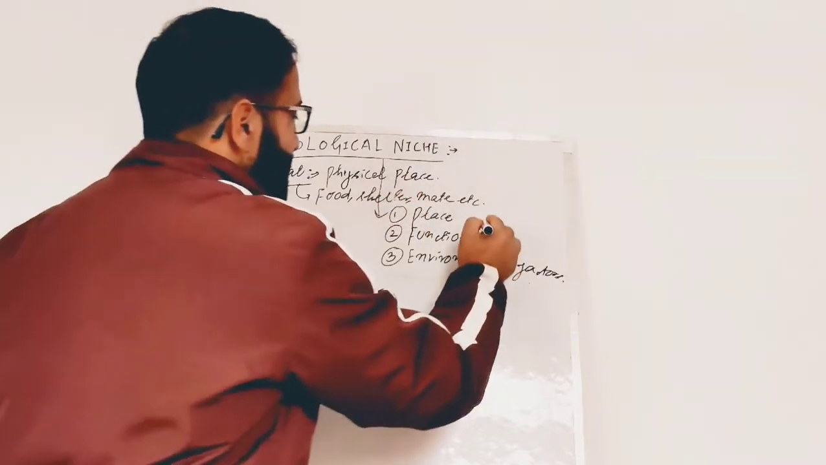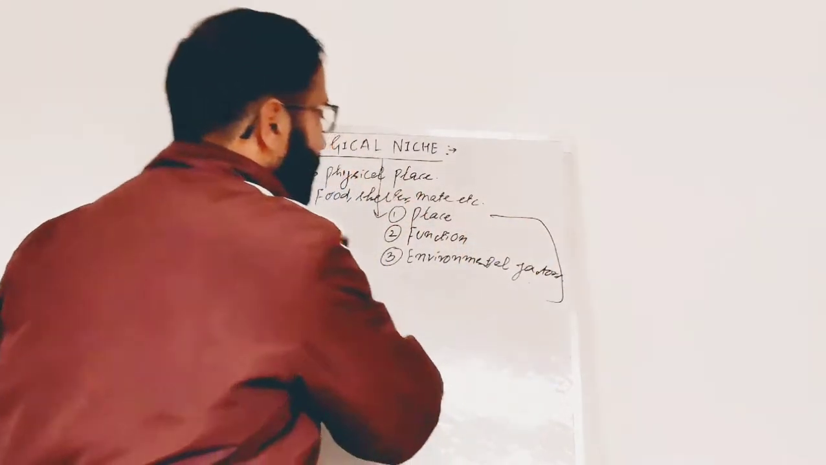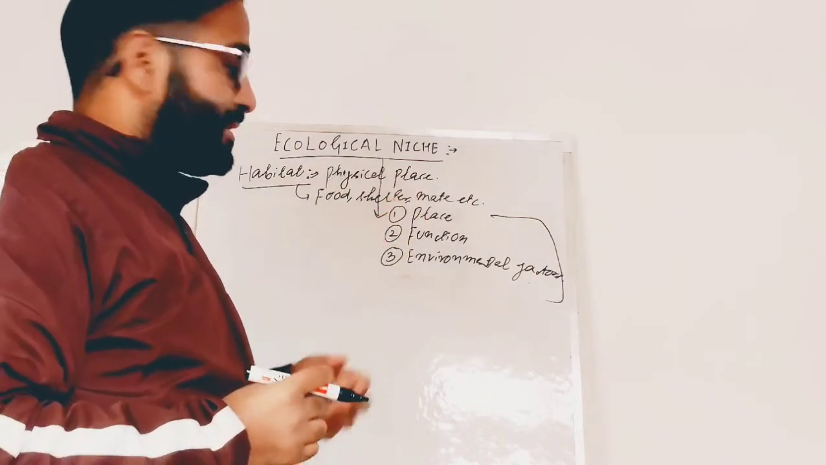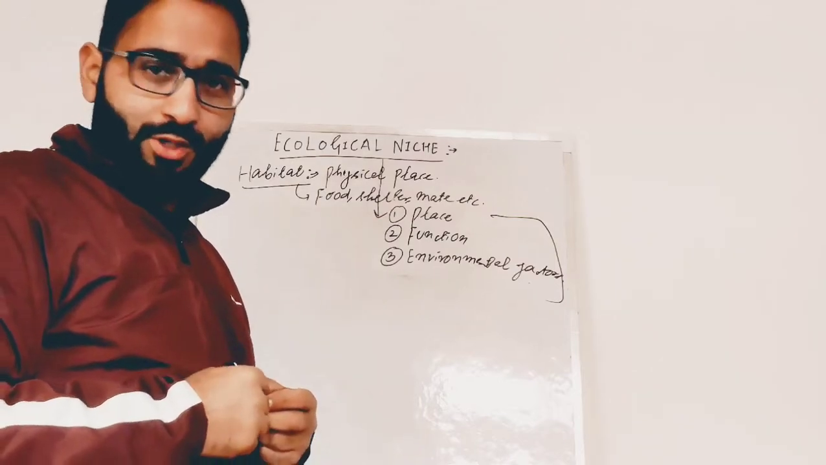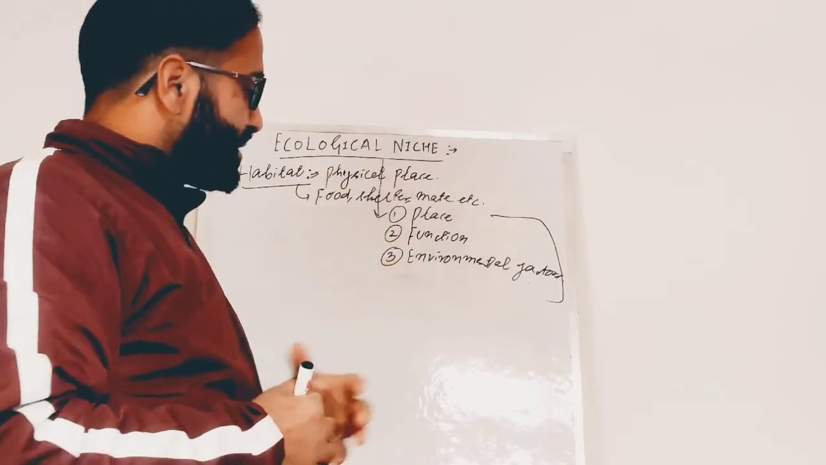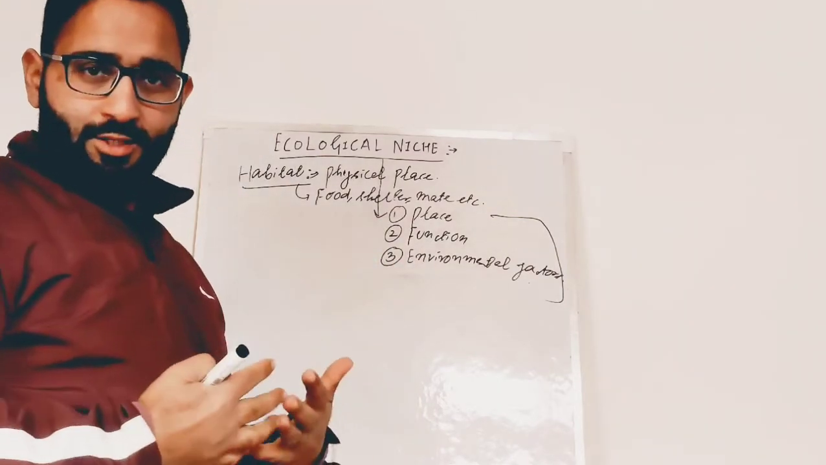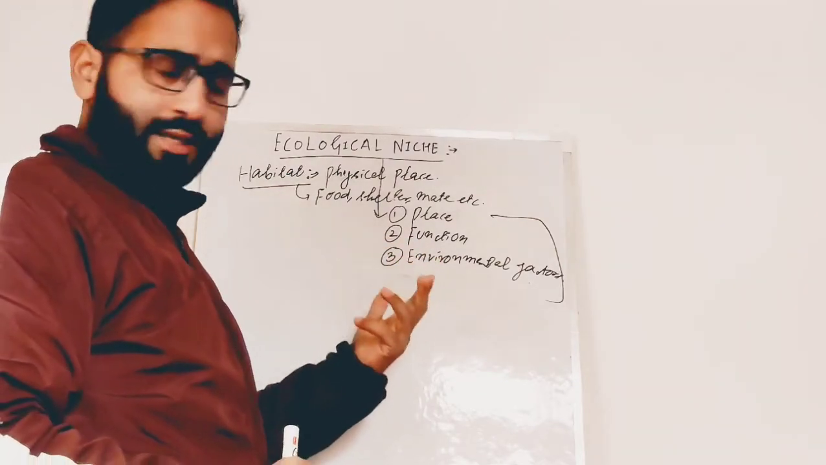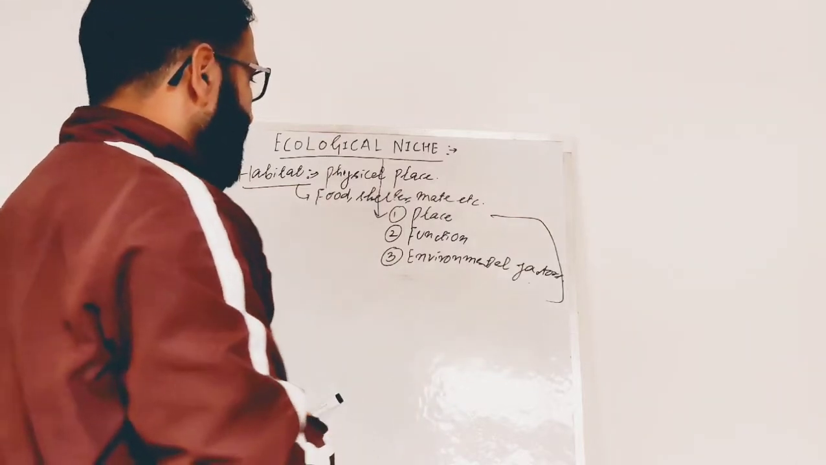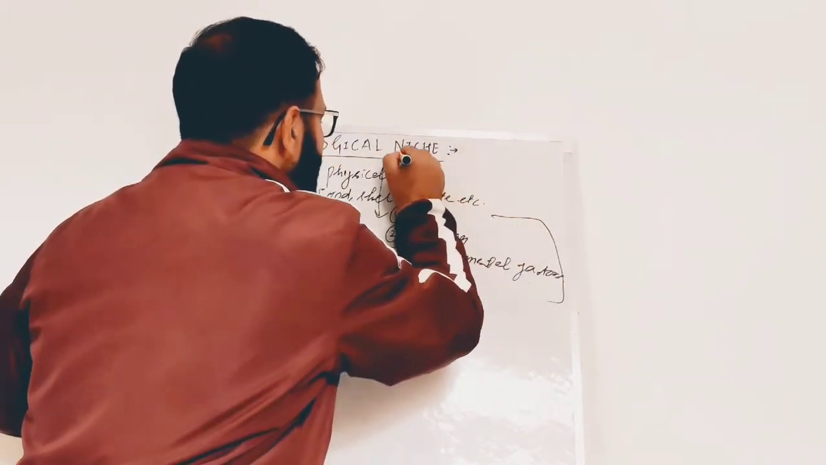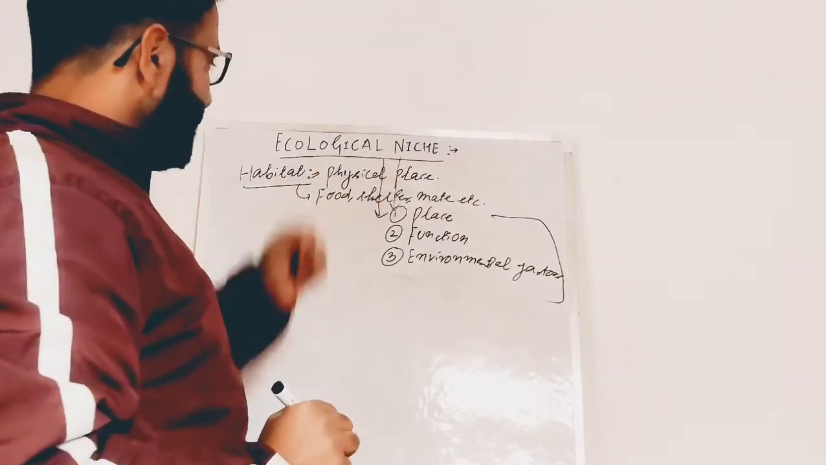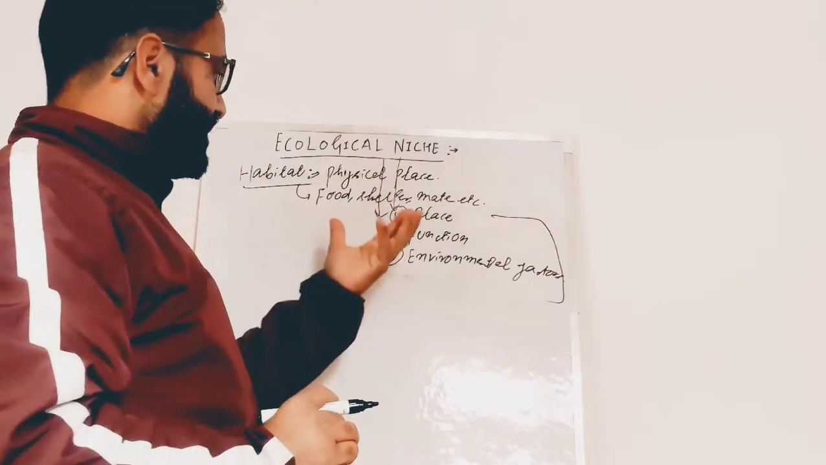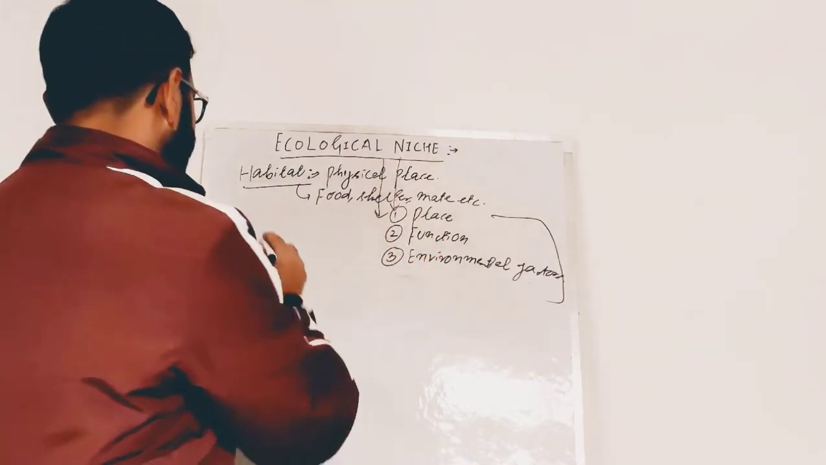So there are three aspects when we talk of ecological niche. The first tells us about the place where an organism lives. The second tells us about the function which is being performed by an organism in an ecosystem. The third tells us about the environmental gradients or environmental factors within which a species can be found. These environmental factors can be biotic as well as abiotic. So all these three constitute the ecological niche. So ecological niche has been divided into three types.